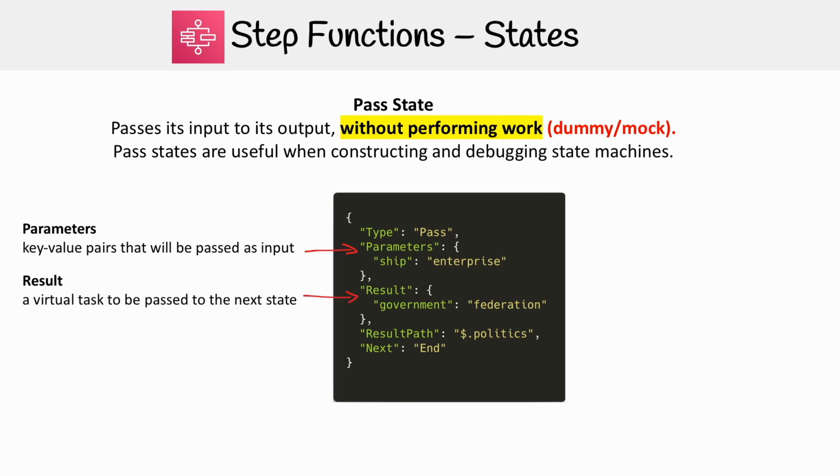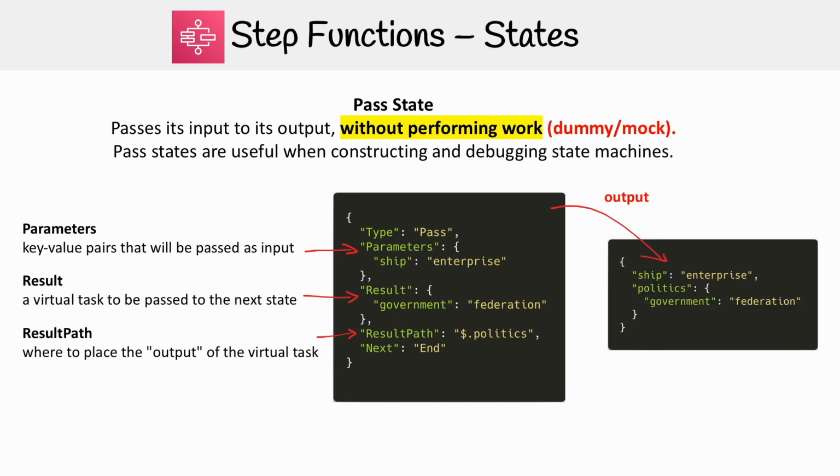Then you have your result, and this is you mocking the task. They call it a virtual task in this case. That's going to be passed on to the next state. And then you have result path, which allows you to manipulate where the result will occur. So if we had an output here, the input was ship, which would get passed along. We have our result from our virtual task called government, and we want to insert it at politics. So that is what the output's going to look like. So that is pass states.